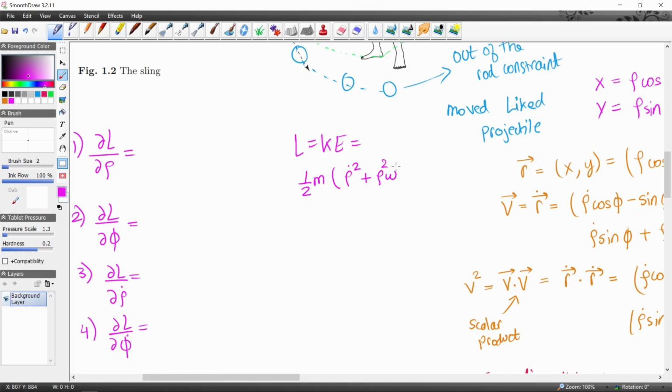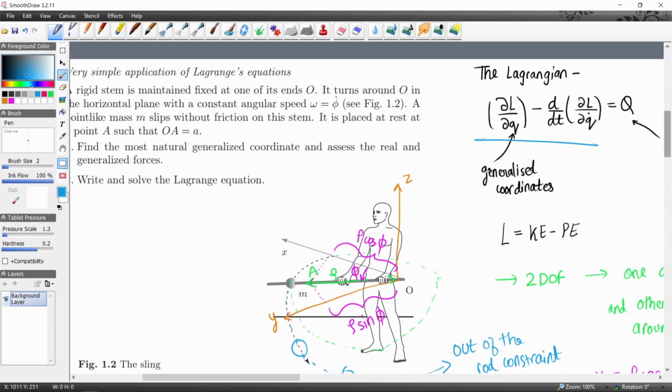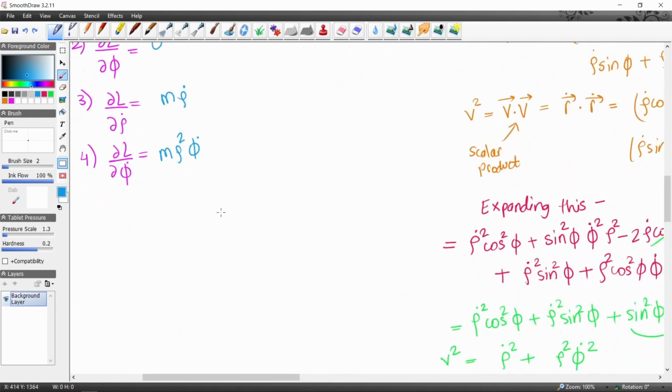So let's calculate the first expression, which is just equal to m rho omega square. The second one is 0 because there is no phi in the Lagrangian, and the third is m rho dot, and the fourth one is m rho square phi dot. Let's just write down the equation for the Lagrangian so that we can substitute the following expressions.